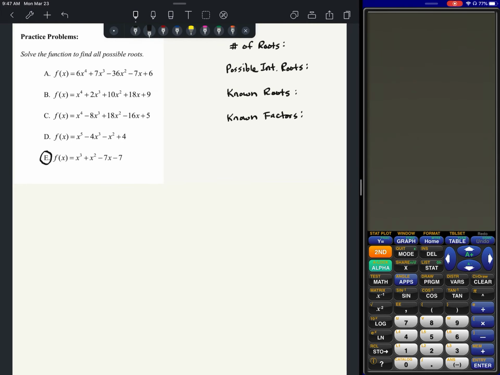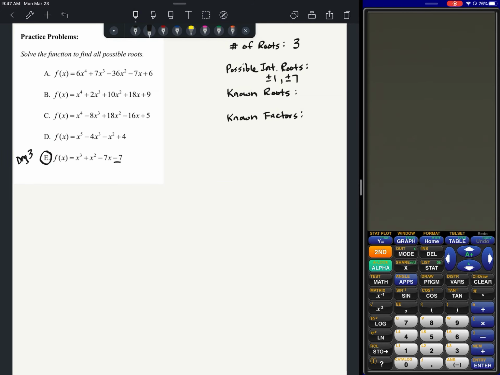Welcome to practice problem E from the H8-9 notes. This is f of x equals x to the third plus x squared minus 7x minus 7. With this one, you'll see here that the degree is 3, so we're going to be looking for 3 roots here. Our possible integral roots with this one are going to be factors of -7, so we're going to say positive or negative 1 and positive or negative 7.